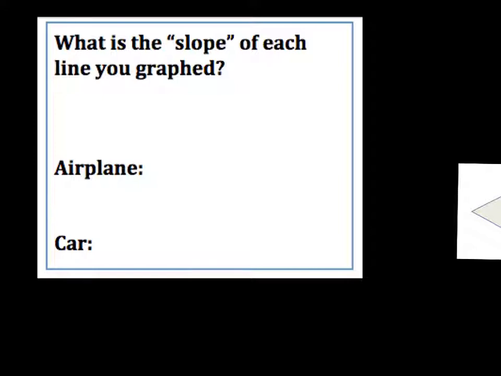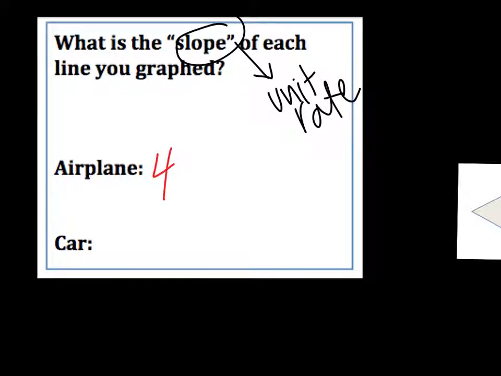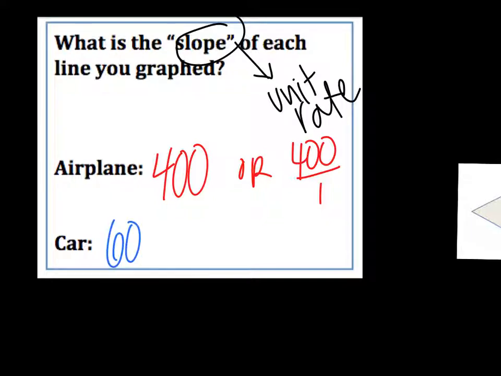All right, so what is the slope of the line you graphed? If you were to count it, you would figure out that your slope is actually your unit rate. So if you look at the problem for your airplane, the unit rate was 400, so your slope is 400, or you could also say 400 over 1. The car's unit rate was 60 miles per hour, so 60 is your slope, or you could also say 60 over 1. Also notice that the airplane's graph was so much steeper because the slope is a lot bigger of a number than the car's slope.